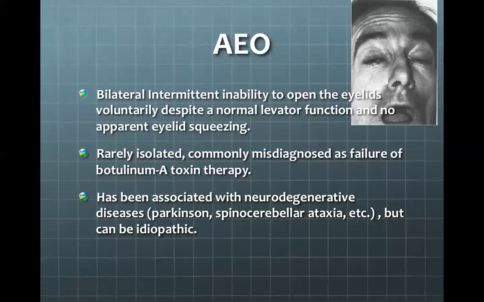So the usual is that a patient with benign essential blepharospasm comes and says that I can't open the eyelid sometimes, even when my eyelids are not contracting. So there is no squeezing of the orbicularis, but the levator function inhibition is still there.